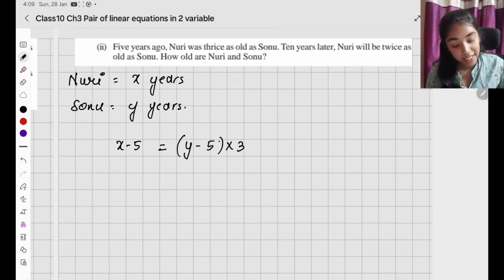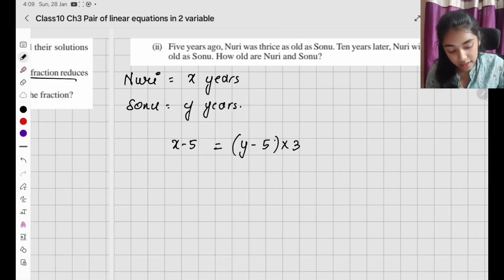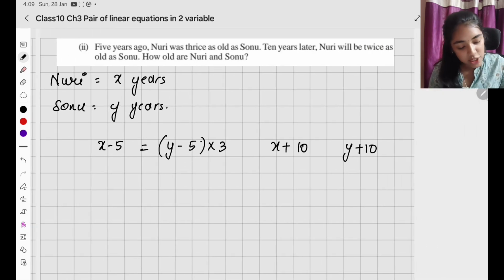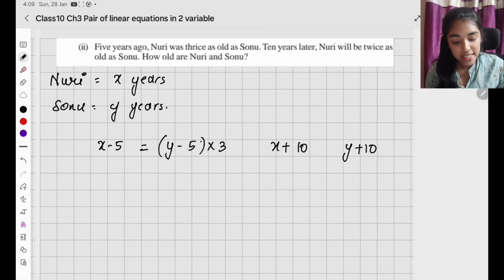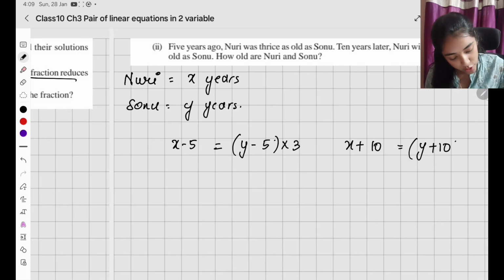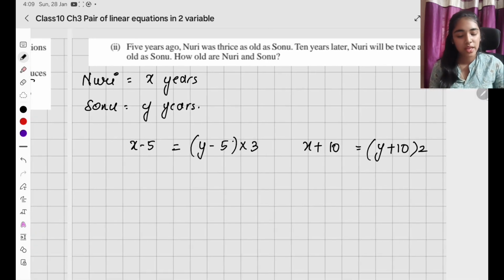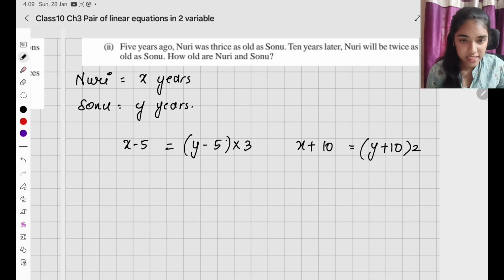Next equation: 10 years later. How will it be 10 years later? Both of them will be plus 10. So x plus 10 and y plus 10. What is the relation? Noori will be twice as old as Sonu. So Noori is going to be twice as old as Sonu. How old are Noori and Sonu? They are asking for the present age.